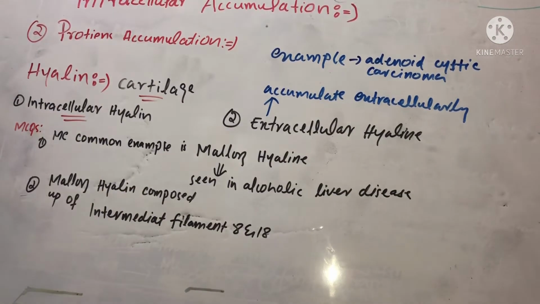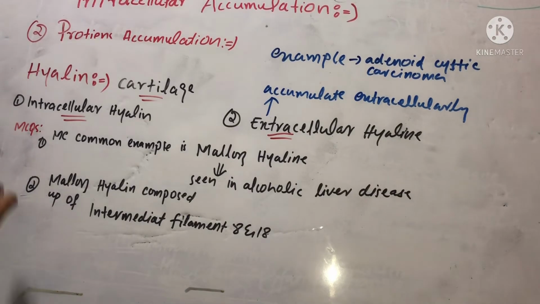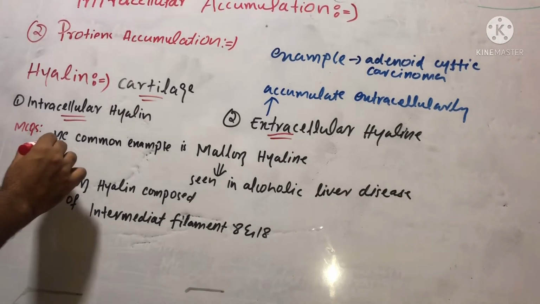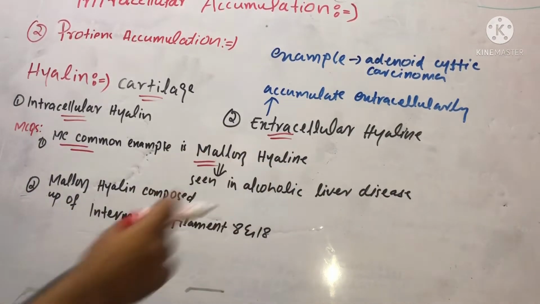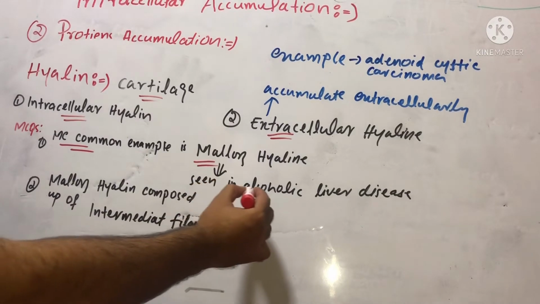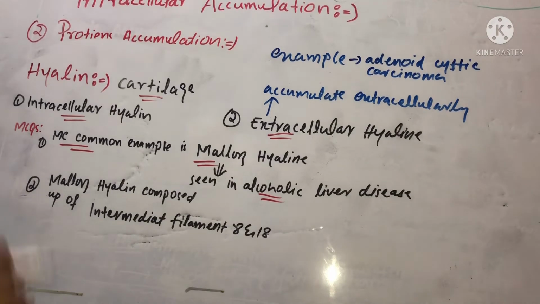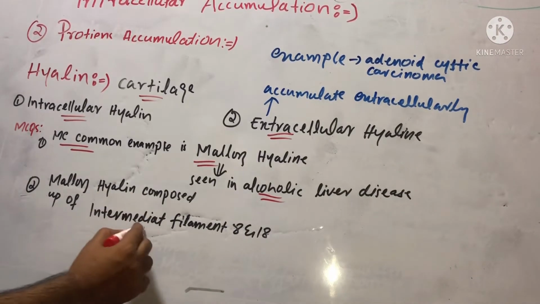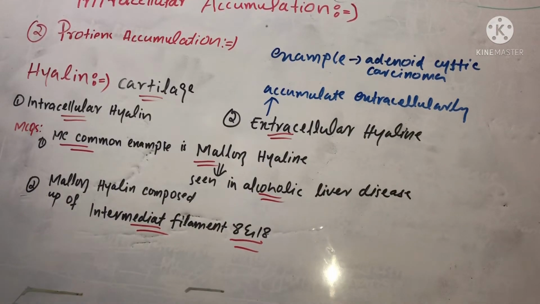It is intracellular hyaline and extracellular hyaline. First, we will discuss intracellular hyaline. From an MCQ's point of view, remember that the most common example of intracellular hyaline is Mallory hyaline, and Mallory hyaline is mostly seen in alcoholic liver diseases. Number second, Mallory hyaline is composed of intermediate filaments 8 and 18.